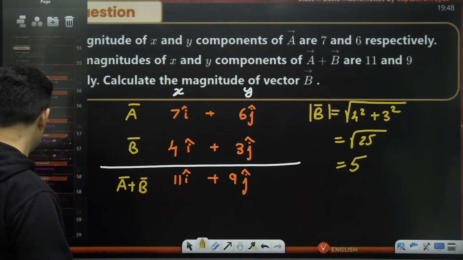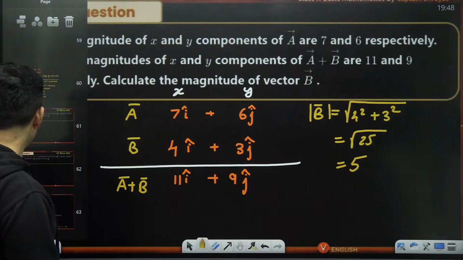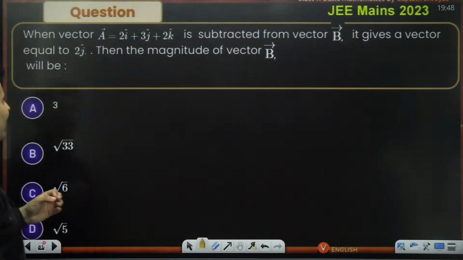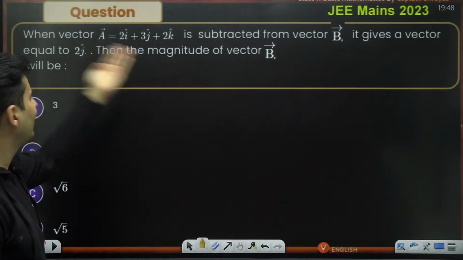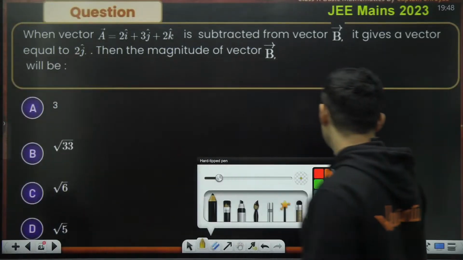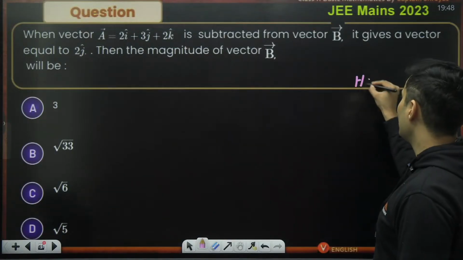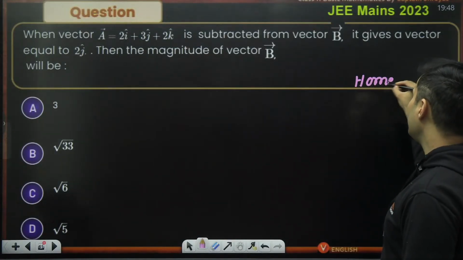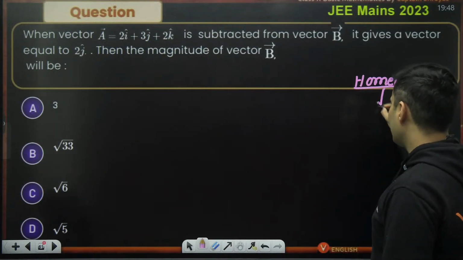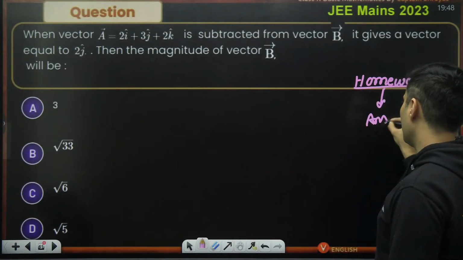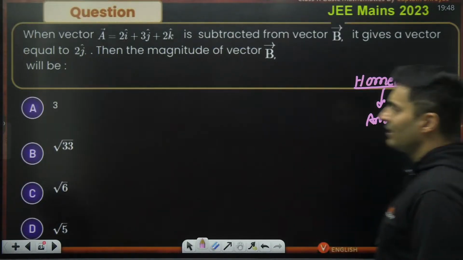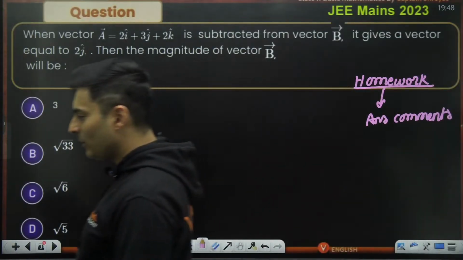Similarly, if I show you this question on vector subtraction, now you will be able to do it. When vector A is subtracted from vector B, it gives a vector 2j, then the magnitude of vector B will be how much? So this is your homework now. Easily you will be able to do it. Come on, think carefully. I want to see everybody's answer in the comment section. Will you be able to do it?